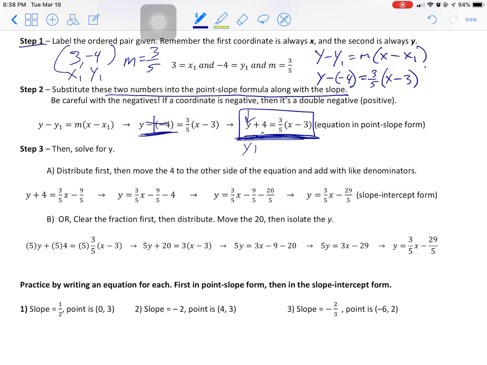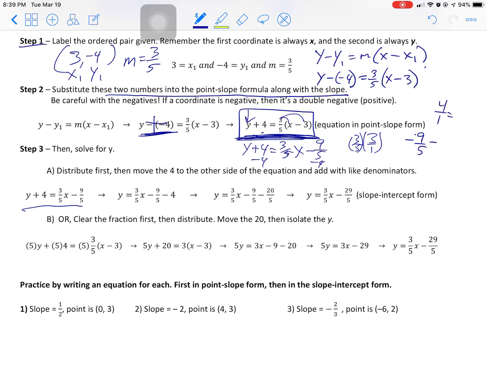Remember what we did first, we distributed first. So 3/5x. And then negative, how do we multiply 3/1 times 3/5? That's going to give you 9/5, right? Then you want to move the 4 over. The 4, how do you add a -9/5 and you subtract 4 from it?